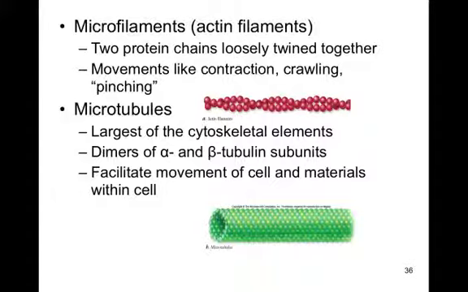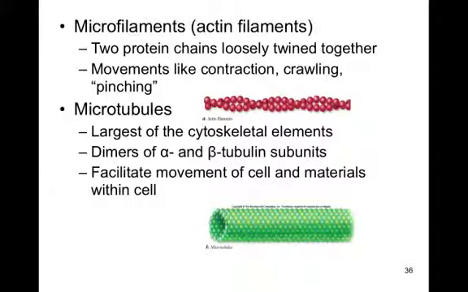The microfilaments are mostly actin filaments. They consist of two chains that are loosely twined together, and they allow movements like contraction or crawling or pinching, which we'll see occurs after mitosis and meiosis as cells divide.